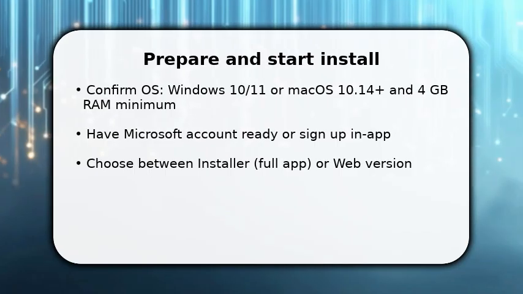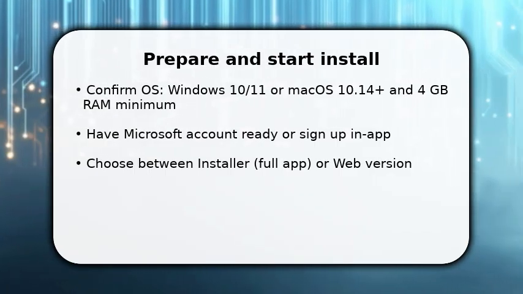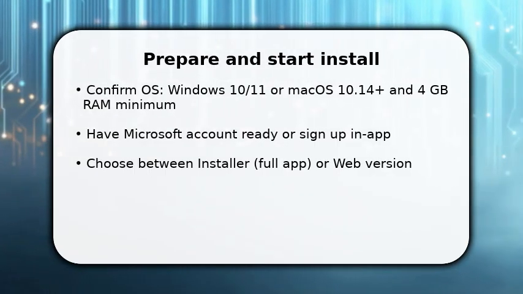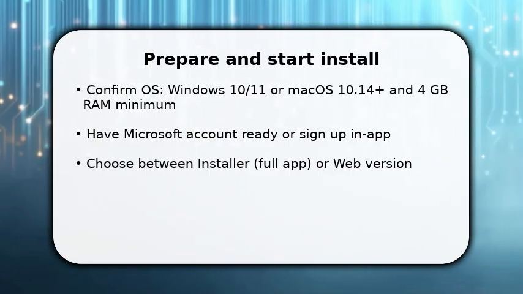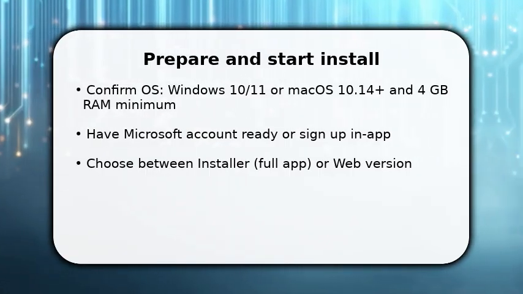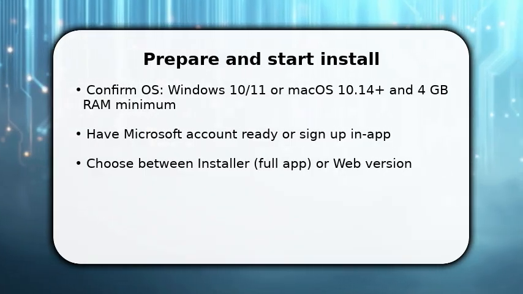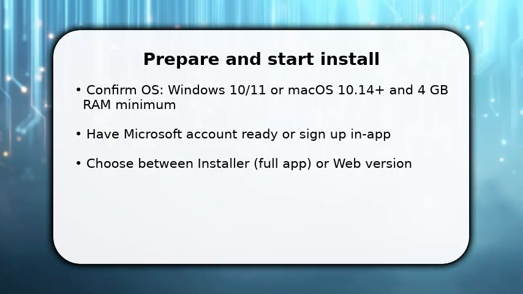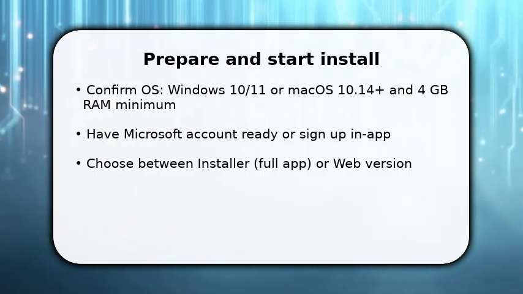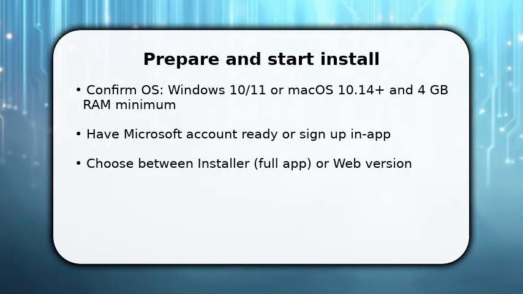You'll begin by confirming prerequisites. Check your laptop OS and free space, then sign into or create a Microsoft account so Teams links to your identity. Next, download the official Teams installer for Windows or Mac OS from Microsoft's download area. Choose the full desktop installer for best features versus the web app.